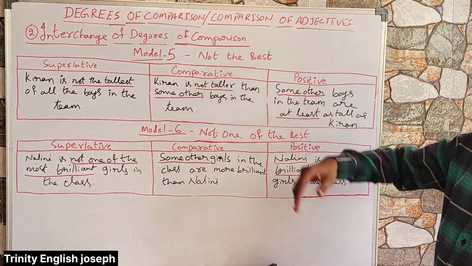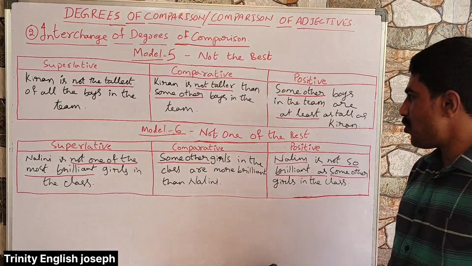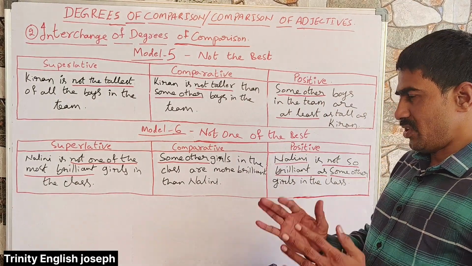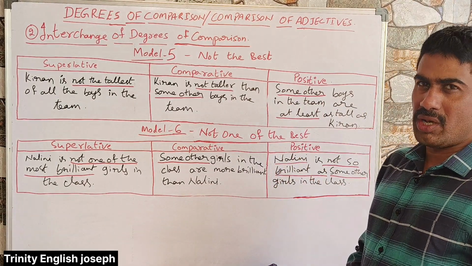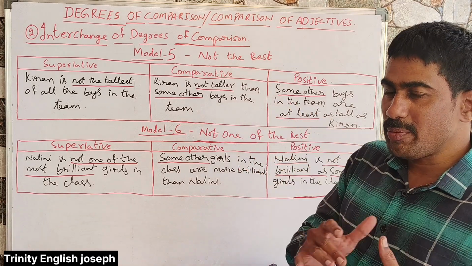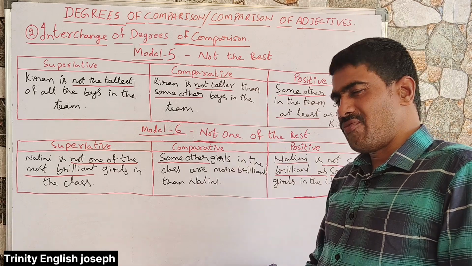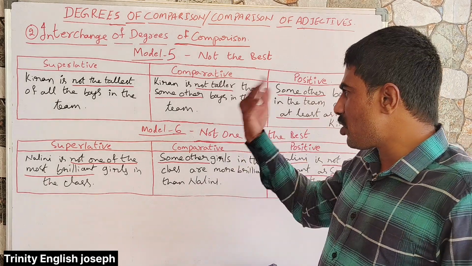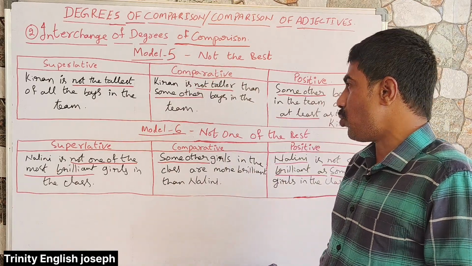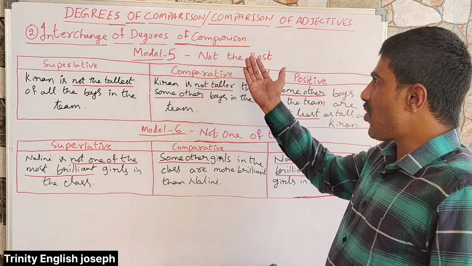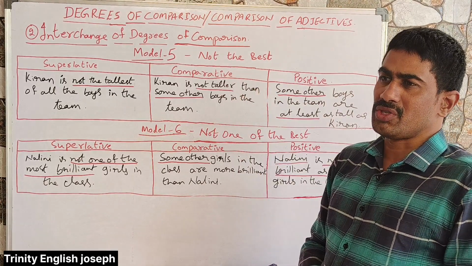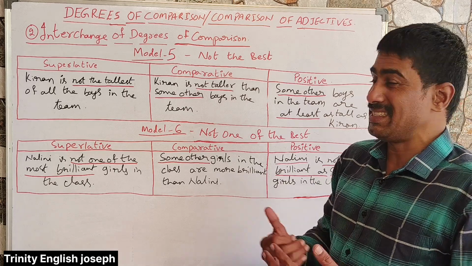Hence, now let us look at model 5 and model 6. These are the bottom models, which are also called negative models, used to talk about average and below average. There are different ways of using the language. Instead of saying average and below average, we use these two models, model 5 and model 6. Model 5 is known as the not the best model, and this is used in order to say that something is average or someone is average.